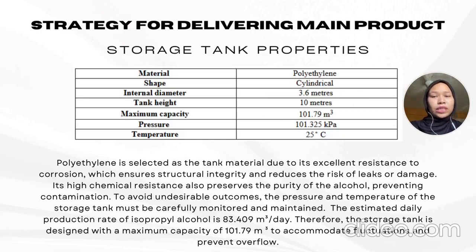The storage tank was designed to accommodate the daily production of 83.409 meter cube per day. To ensure safety and handle fluctuation in production, the maximum capacity of the tank is 101.79 meter cube. This design minimizes the risk of overflow while ensuring an efficient storage process.